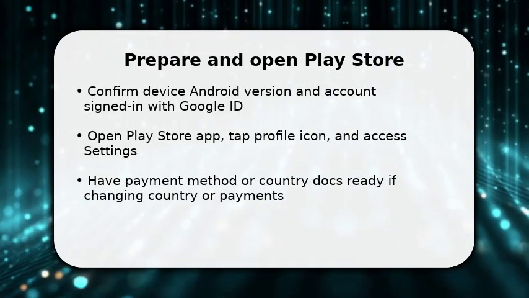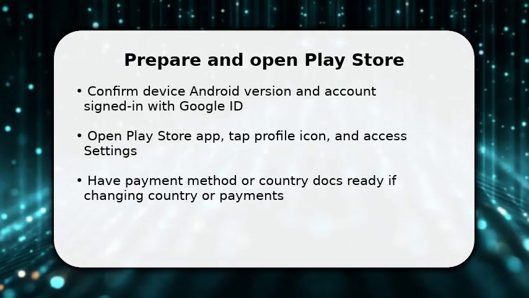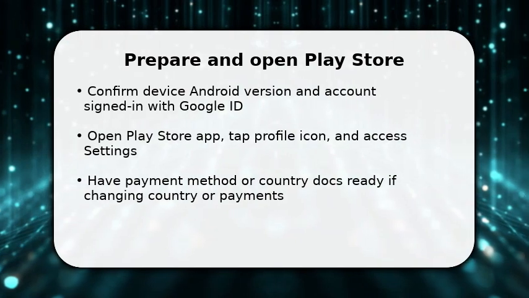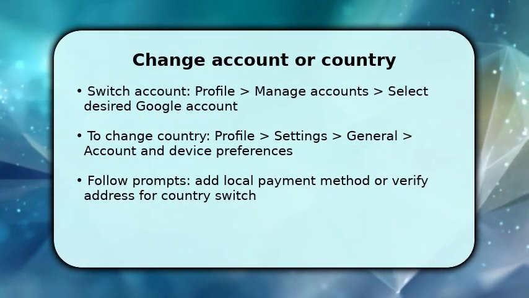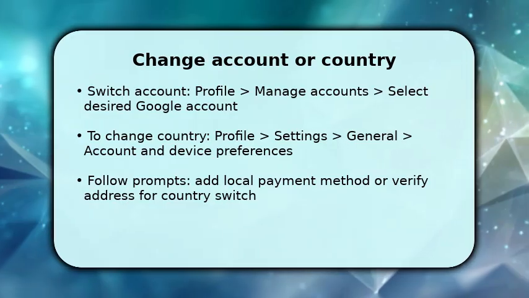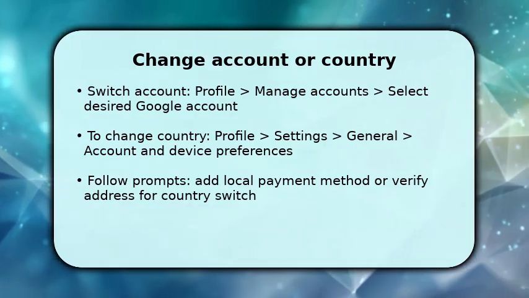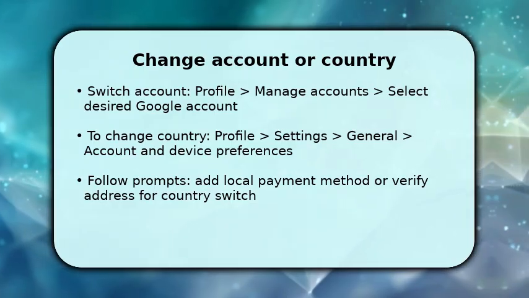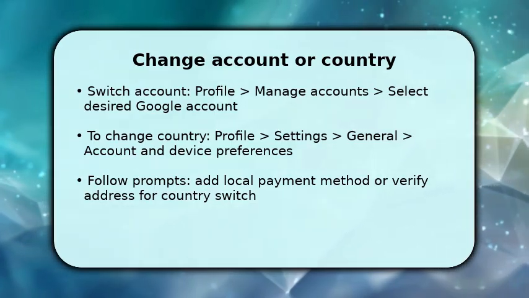Begin the change process in the app rather than device settings, so the Play Store updates account-specific data correctly and avoids partial changes. You will now change the account or country settings in the Play Store. First, switch accounts if needed via Profile, Manage Accounts, and select the correct Google ID. This immediately alters available apps.